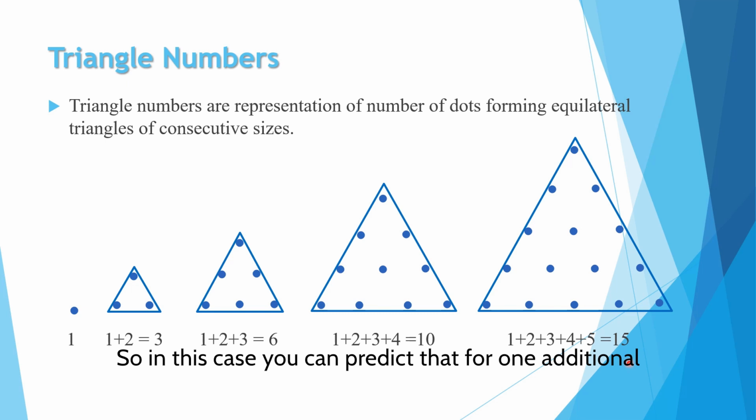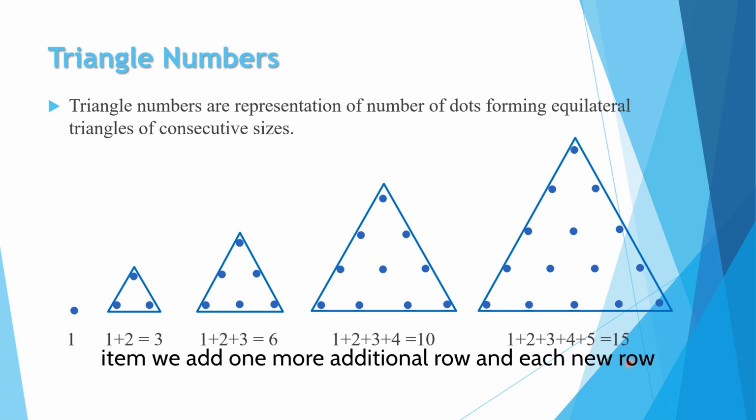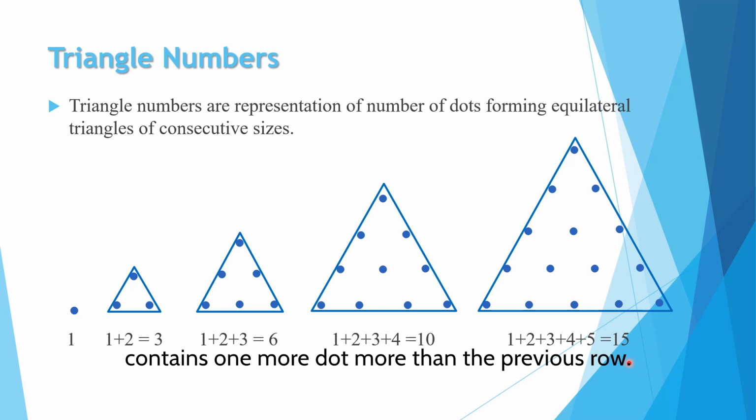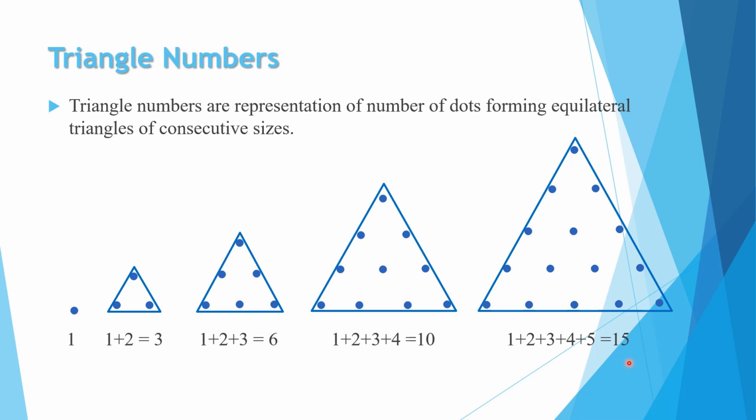So in this case, you can predict that for one additional item, we add one more additional row, and each new row contains one more dot than the previous row. So this is the case.